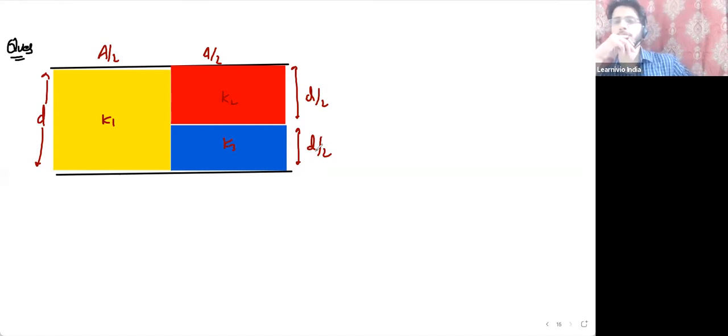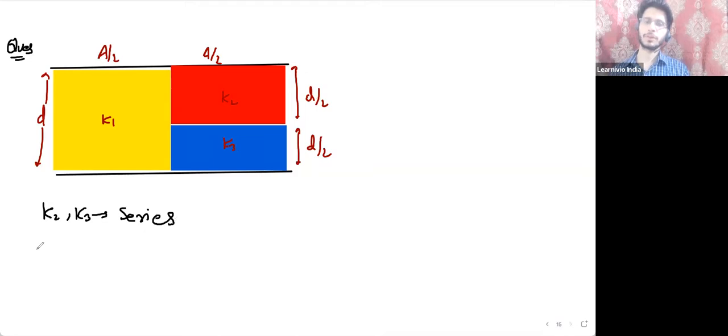Yes, sir. K2 and K3 are in series, and then K1 is in parallel. See, these two are in series because here the separation is what is being divided. And its combination is in parallel with K1. So you can write this in this way: C2 and C3 are in series.